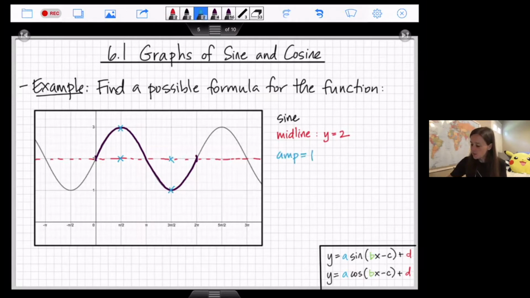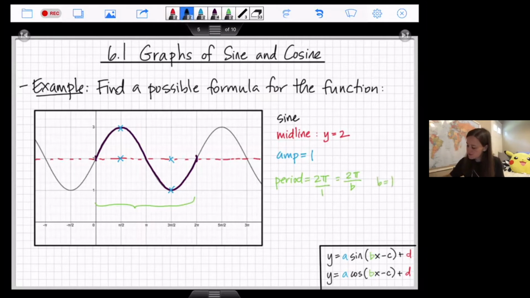And then I also want to talk about the period. The period of my function is how long that one cycle that I highlighted goes for. And that looks like it's going to be a distance of 2 pi. So the midline and the amplitude are pretty straightforward. We're just going to plug those in for A and D. The period is the hard part. So remember that our formula for the period is equal to 2 pi over B. And the only way that that works out is if that B is equal to 1, right? So B is equal to 1.